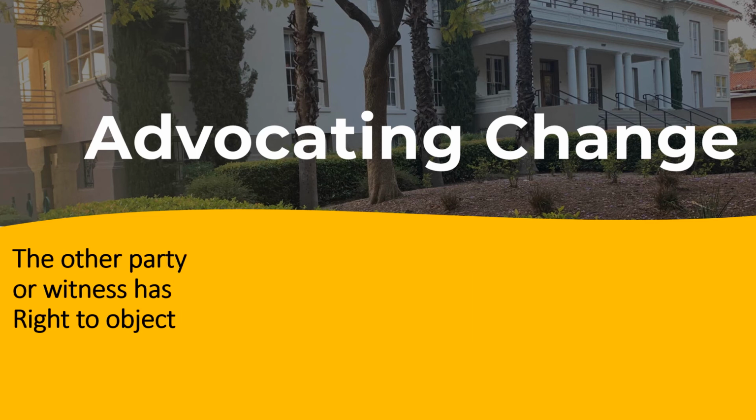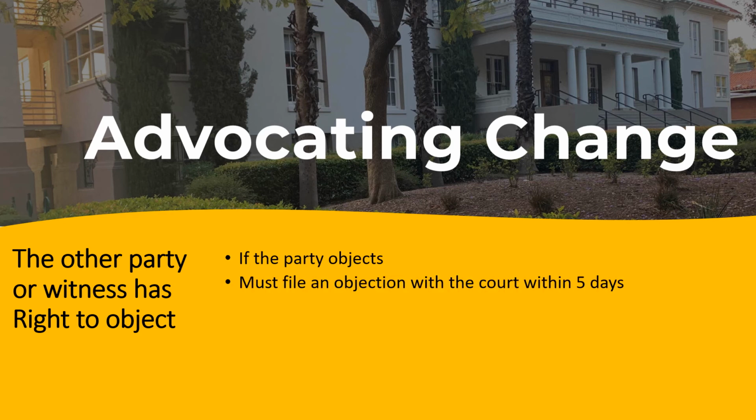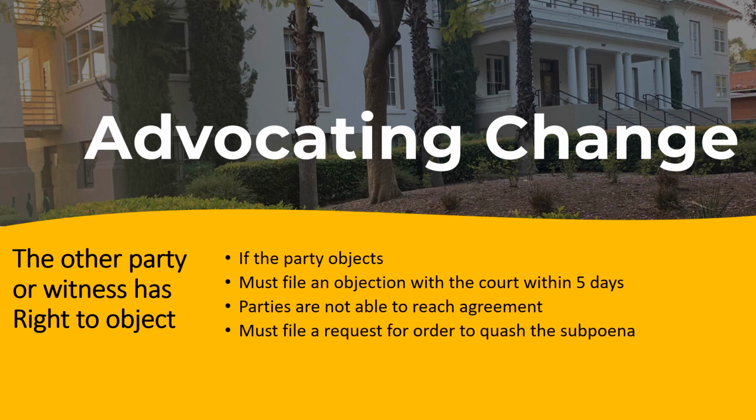The other party or witness has a right to object to the subpoena. If the party objects, they must file an objection with the court within 5 days, explaining why or what they are objecting to. If the parties are not able to reach an agreement to change the language of the subpoena, he or she must file a request for order to quash the subpoena. If the motion is filed by the objecting party, the witness shall not be required to produce the records, except upon order of the court.